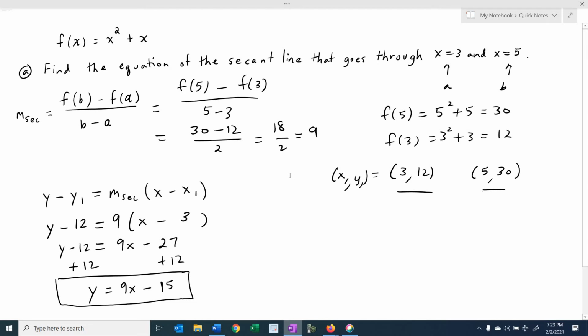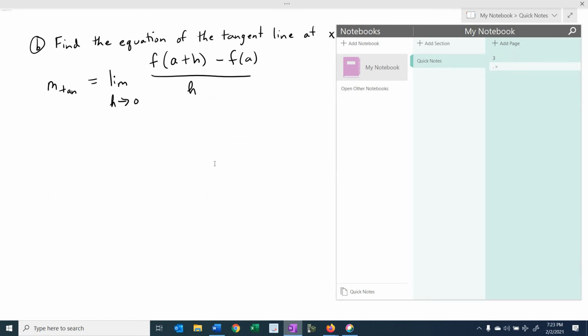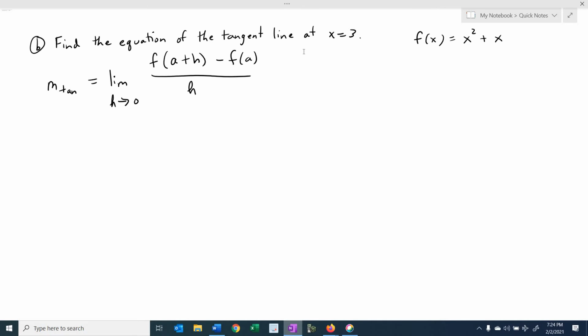Okay, so let's look at part B now. So what's different about part B is now we're supposed to find the equation of the tangent line that goes through, or tangent to, this function at this particular point, x is equal to 3, not 5. Okay, they say for the first one, so when x is equal to 3. You could find the equation of the tangent line that goes through x equals 5, but that would be a different problem. In this problem, they want you to find it at the point x is equal to 3.